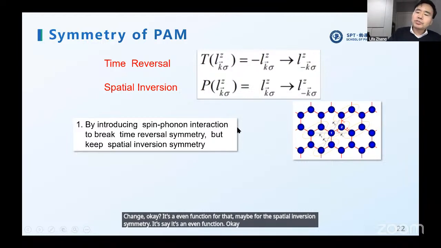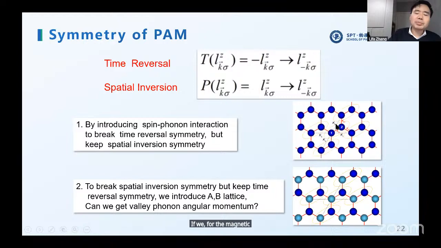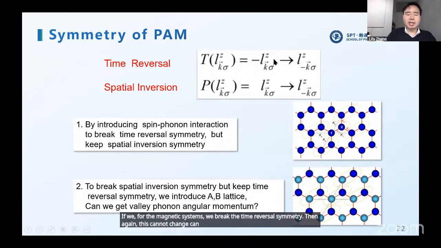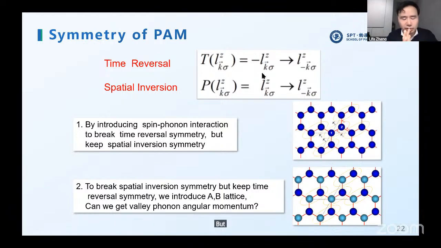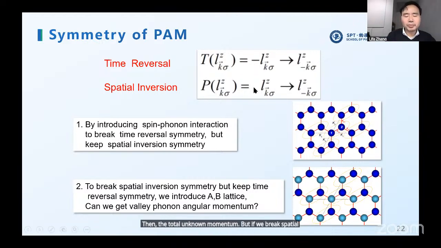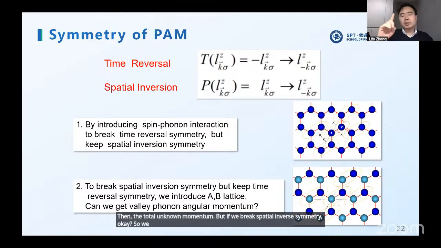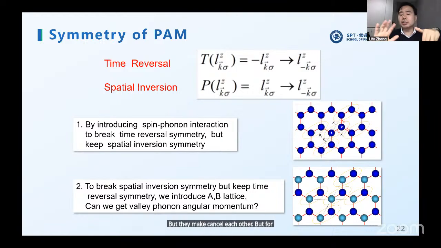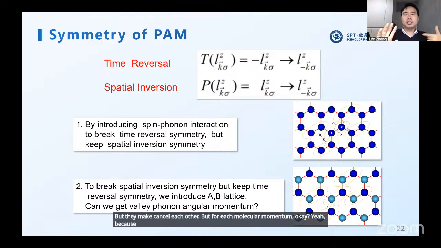Okay, so for magnetic systems, if we break the time reversal symmetry, then these cannot cancel each other, and we will have a macroscopic total angular momentum. But if we don't break the time reversal symmetry, then the total angular momentum vanishes. If we break spatial inversion symmetry, we can still find angular momentum for each mode, but they may cancel each other. Each mode has angular momentum, because we already break one of the symmetries, so we can find it non-zero for each mode.